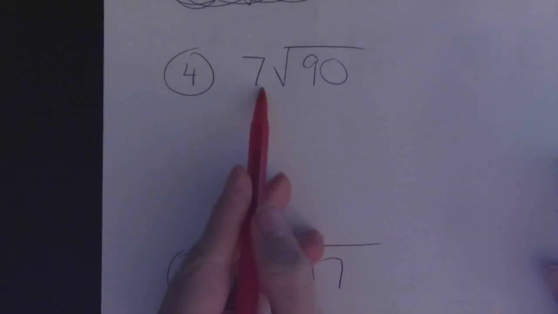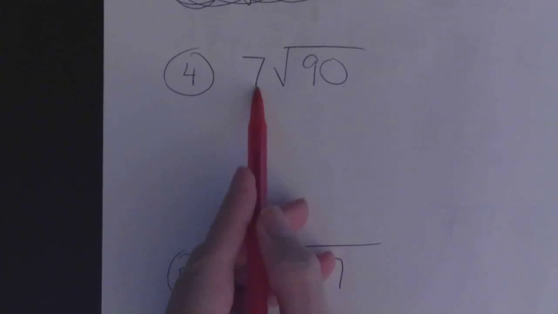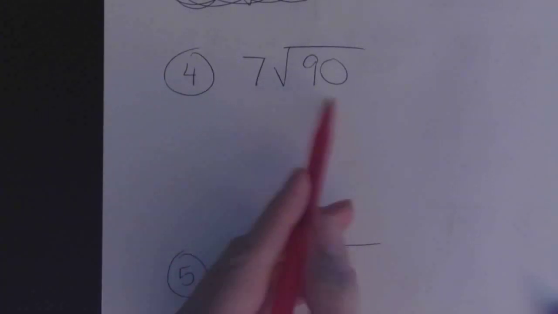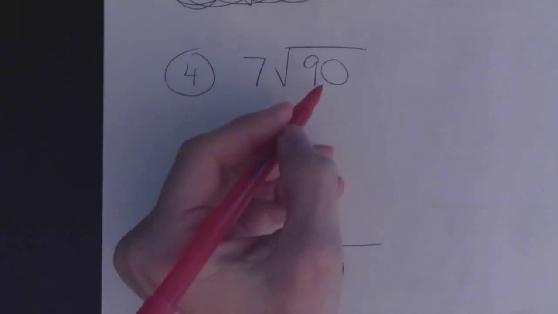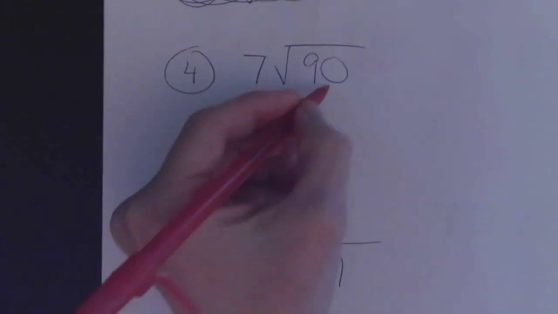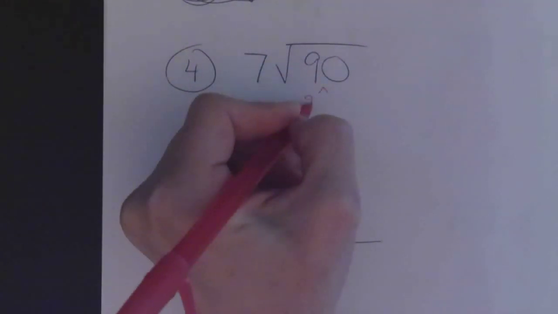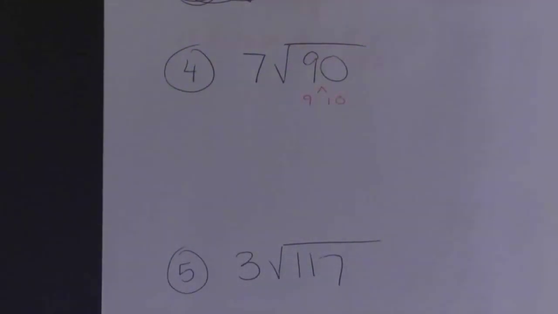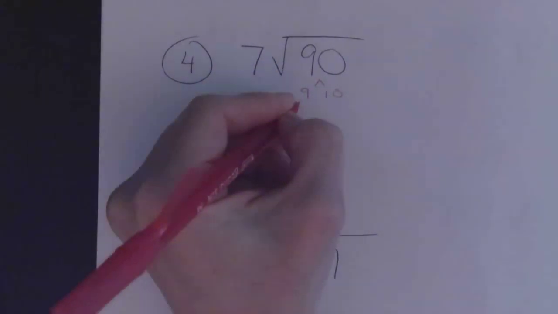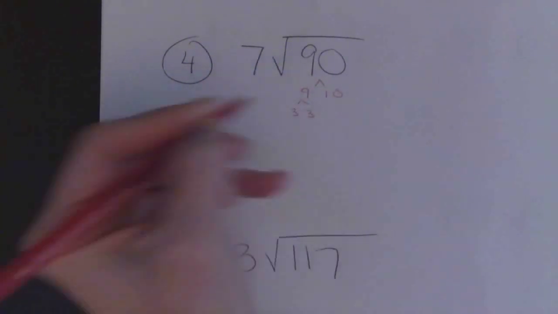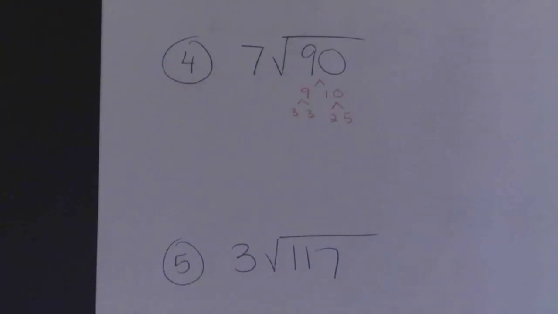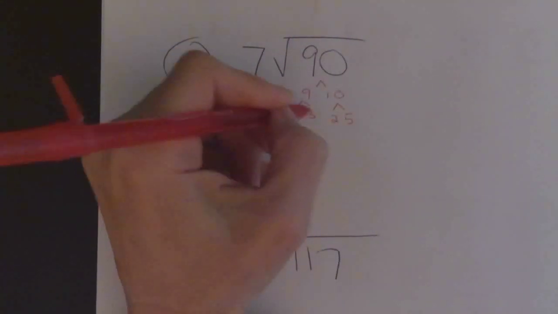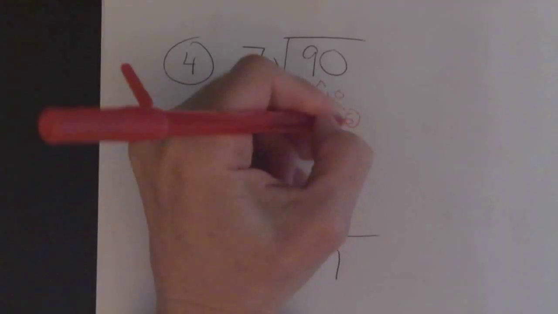And these 2 I just added on because when I did my IXL, some of the problems had some numbers out in front of the root. So just wanted to show you how that works. So the 7, let's just leave that alone and let's just work on the 90. So what can we break 90 down to? Well, we can definitely do 9 and 10, right? 9 times 10. And then the 9 can become 3 and 3. And the 10 can become 2 and 5.